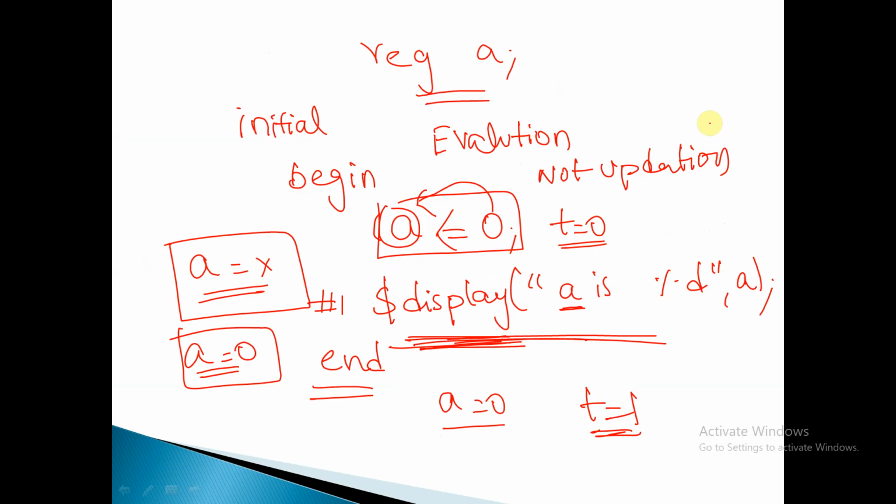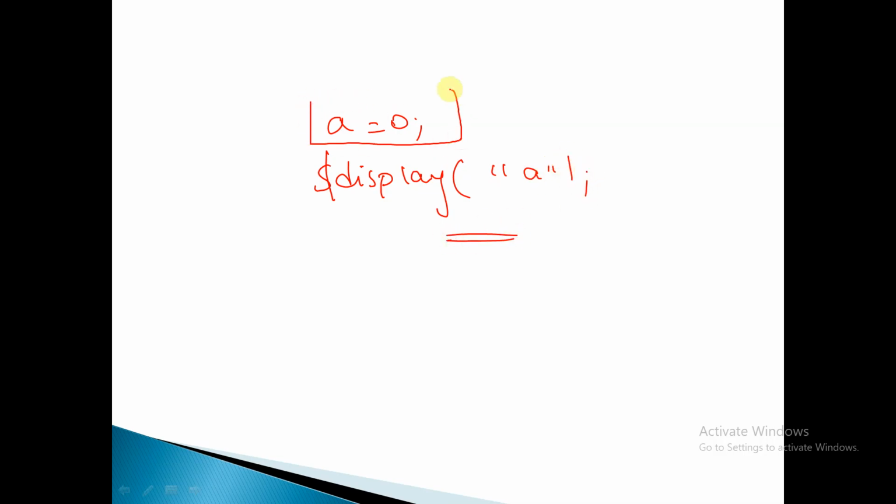So be careful if you are using $display with non-blocking assignments. This is what is going to happen. $display is going to display the previous values when you are using a non-blocking assignment. But if you are using a blocking assignment, a is equal to 0, and then $display, if you want to print the value of A, it is going to print the present value, which is 0. Okay, is it clear?